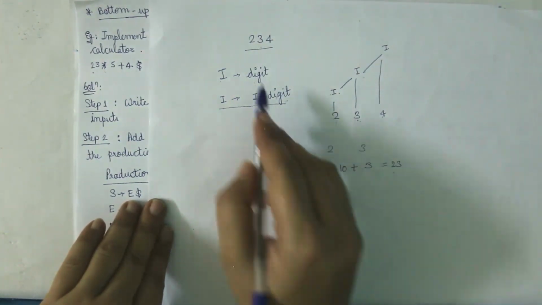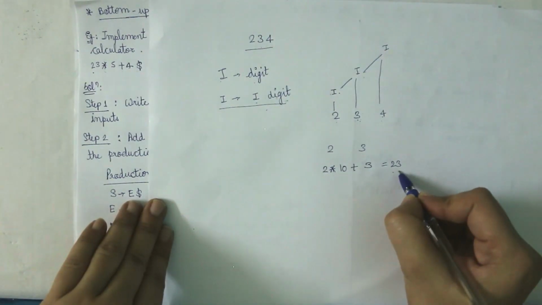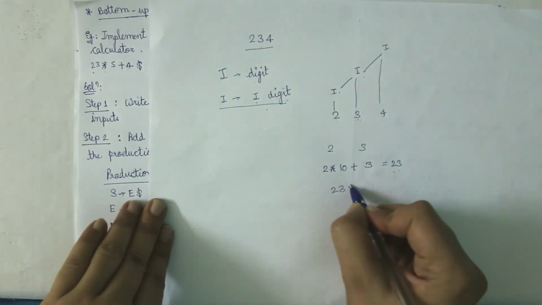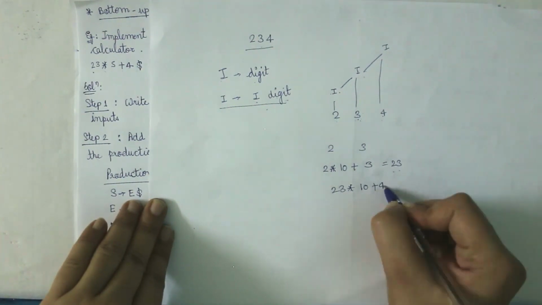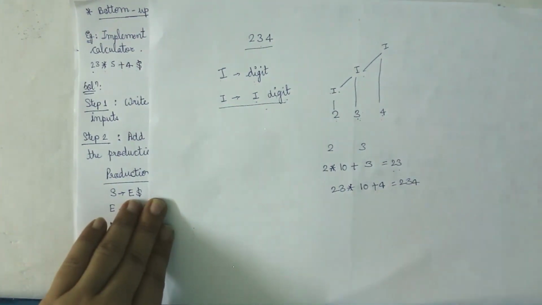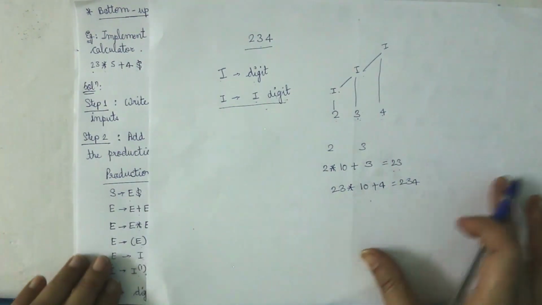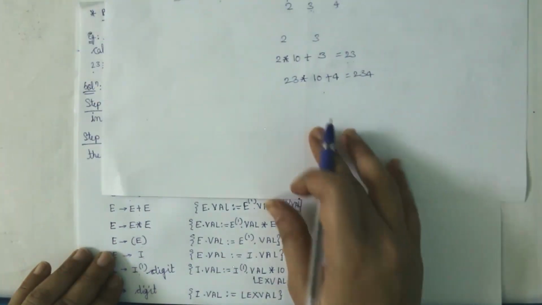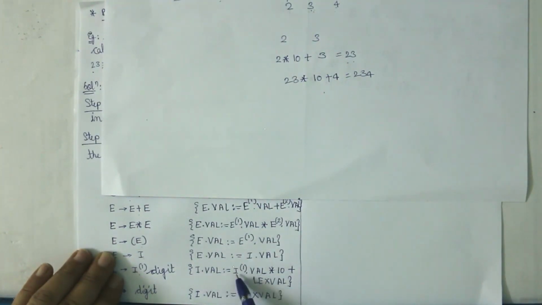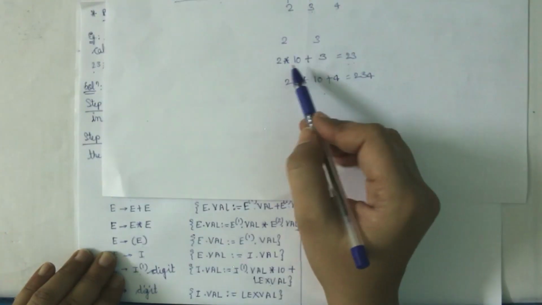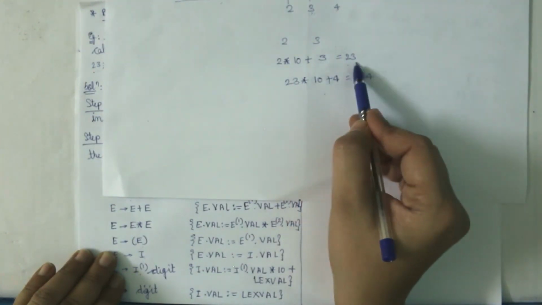If I want to make it 234, I'll first make 23, then 23 into 10 plus 4. So that will be 234 and it will go on like this. The same logic is being explained in this. You are going to take the previous value, multiply it with 10 and add the new value. So previous value, multiply it with 10 to get a new value.